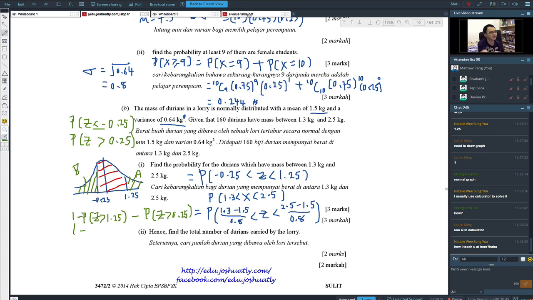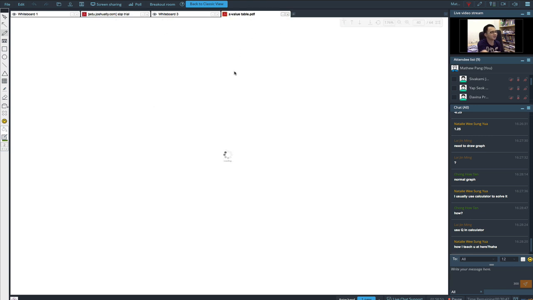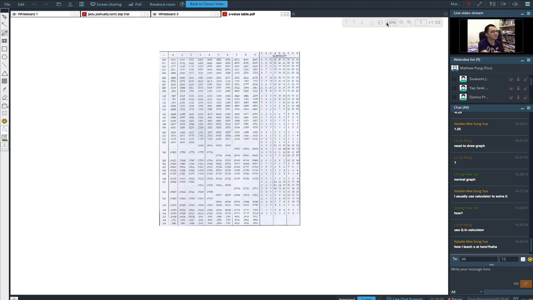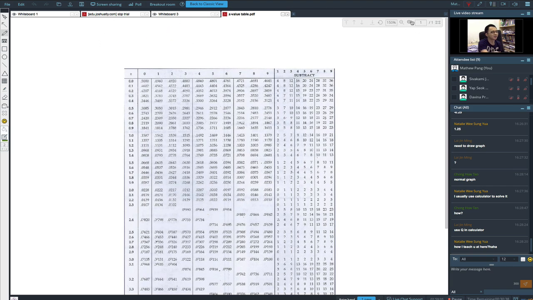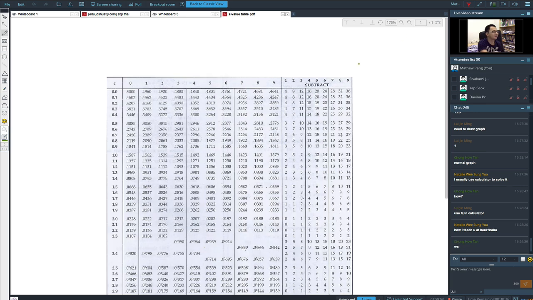Yeah, it's over here. So I use the Z value table. First I want to find 1.25. Where is 1.25? 1.25 will be this one. It's very easy. You just look at 1.2 and look at 5, then read the value. This is 0.1056.